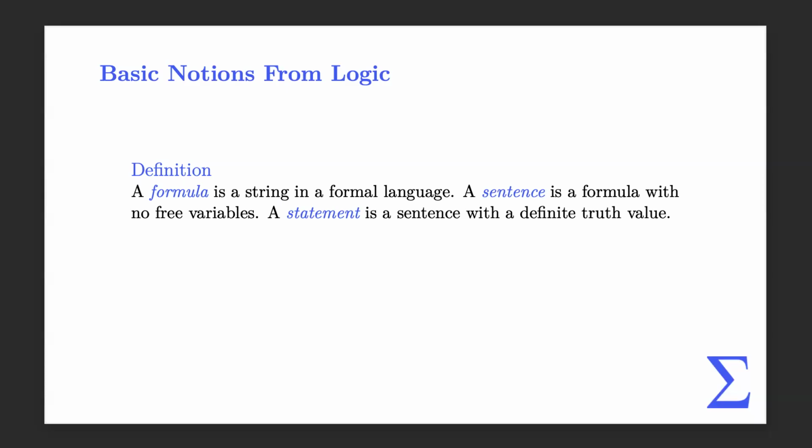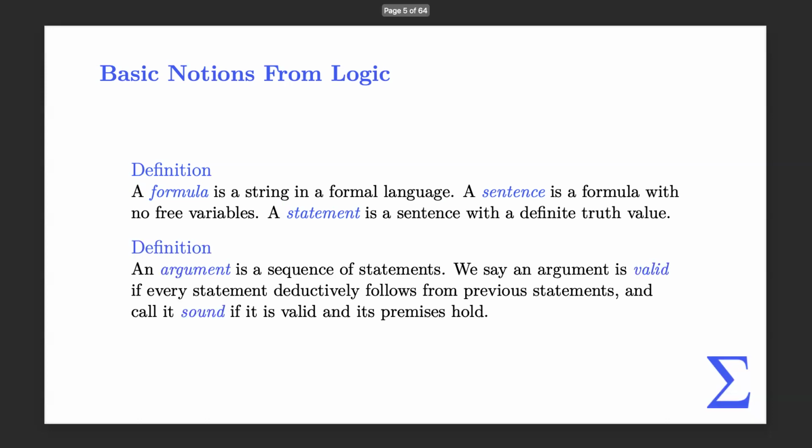A sentence then is going to be defined as a formula with no free variables. There's a notion of bound variables and free variables. It's not very important to the content of this talk, but essentially if the variable has been assigned to something, let's say for all x, P(x), x we're going to say is bound, but if I have for all x, P(x, j), x is bound and j is free. And then a statement is going to be a sentence with a definite truth value. So I'm not going to require sentences to have truth values. They can be true, false, but they can also just not have truth values whatsoever.